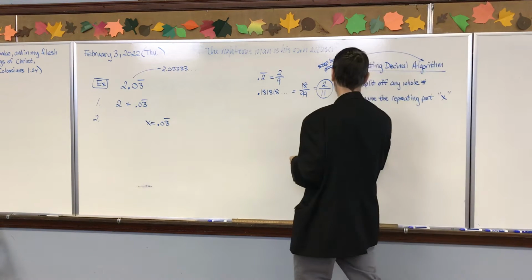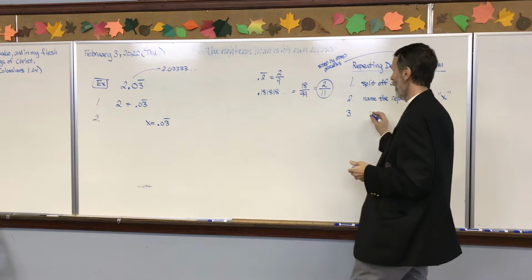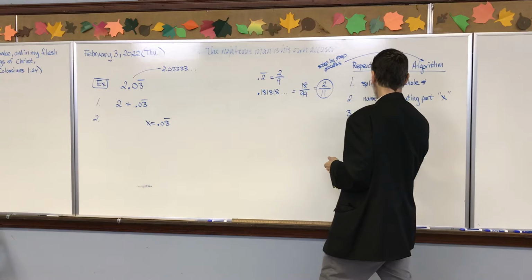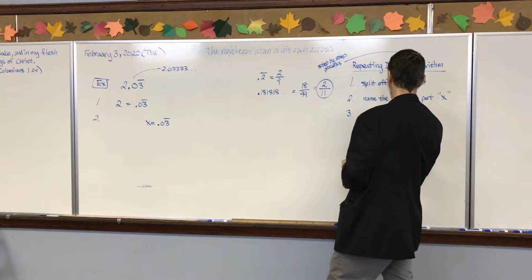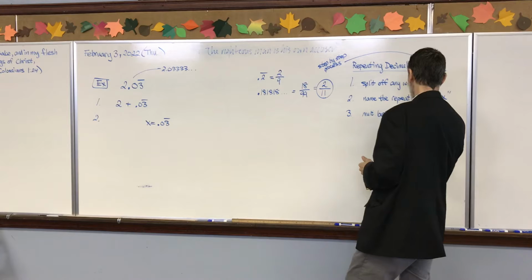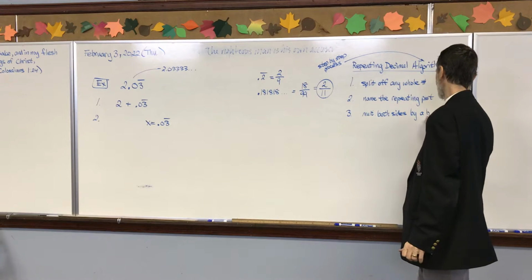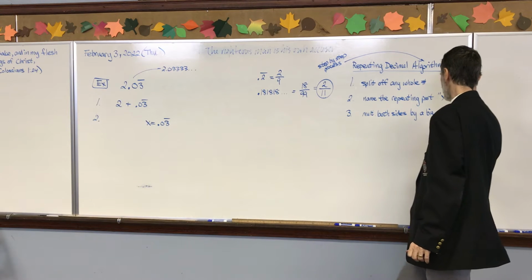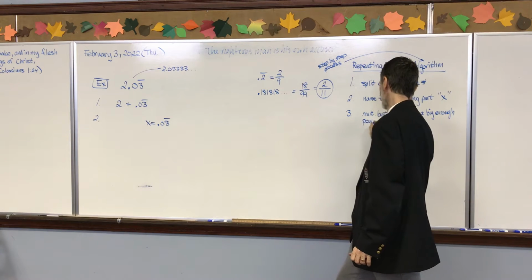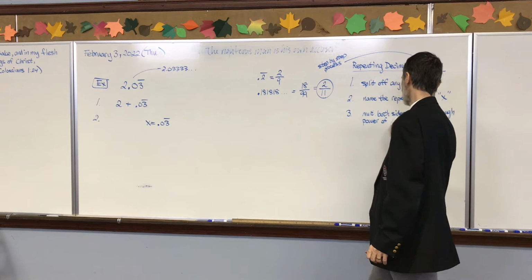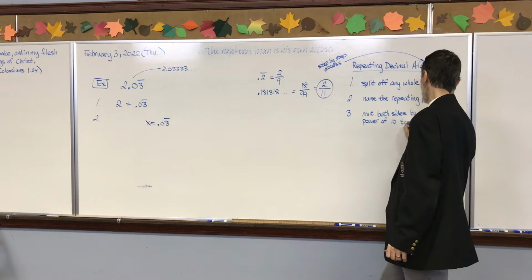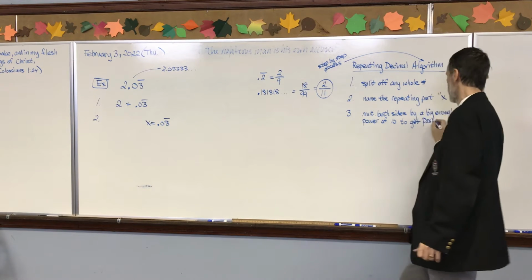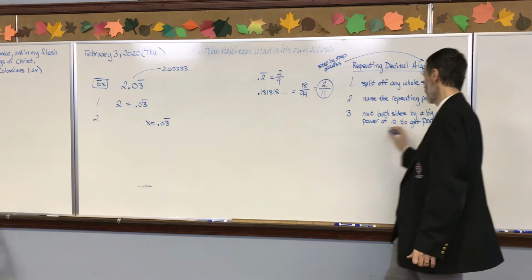Step 3. Multiply both sides by, this is going to be kind of big, a big enough power of 10 to get past the non-repeating part.